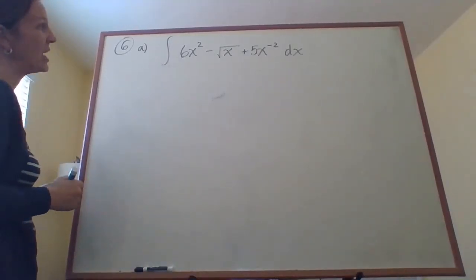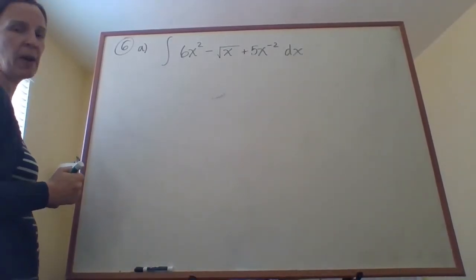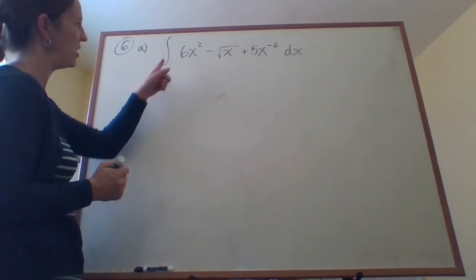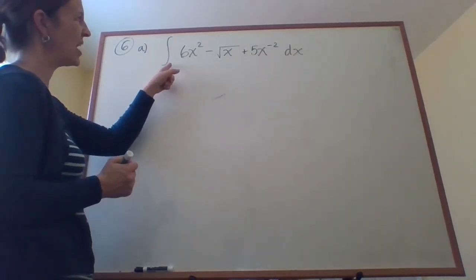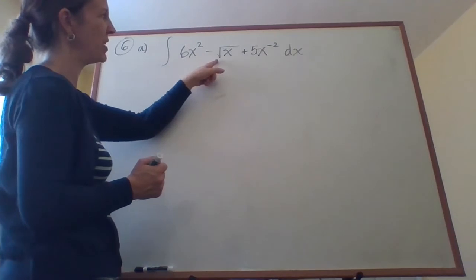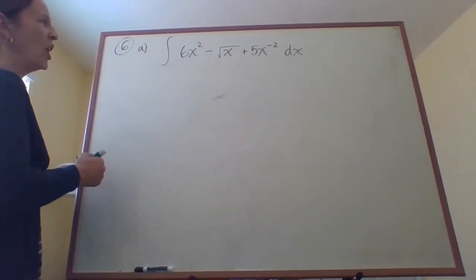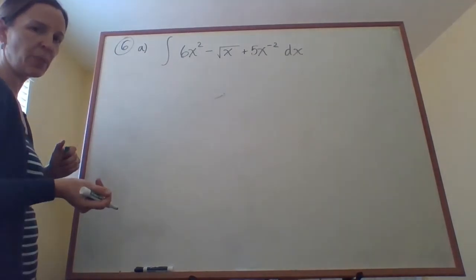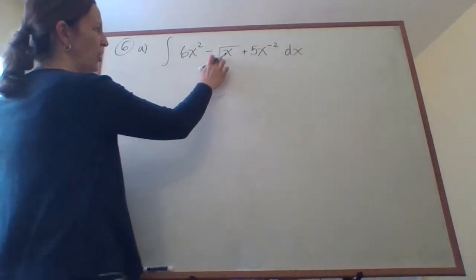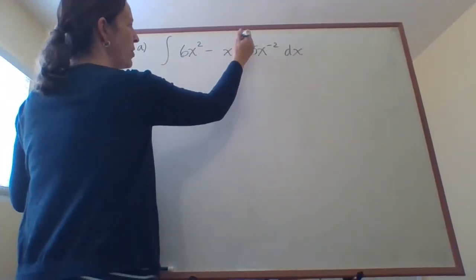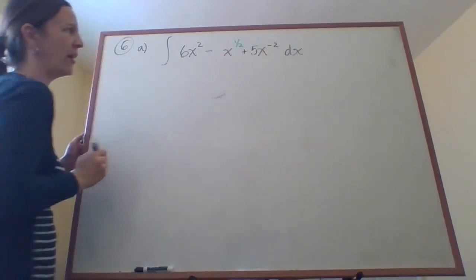All right, guys, here's our last problem, number 6, using what we know about antiderivatives and indefinite integrals. I need to take the indefinite integral of 6x squared minus the square root of x plus 5x to the negative second dx. I'm going to basically be using the power rule in reverse for each of these terms. So it might help to write the square root of x as x to the 1/2.